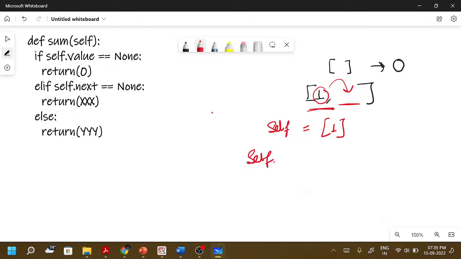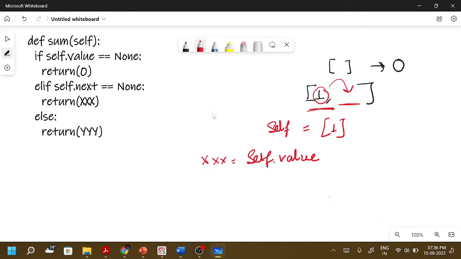Self.value. This is the sum, right? We don't have any other number, so it is self.value. Yes, so it should return self.value. Now you have got the first answer, right? So xxx is equal to just self.value. Sorry for the bad handwriting. Yeah, self.value. So I got the xxx.